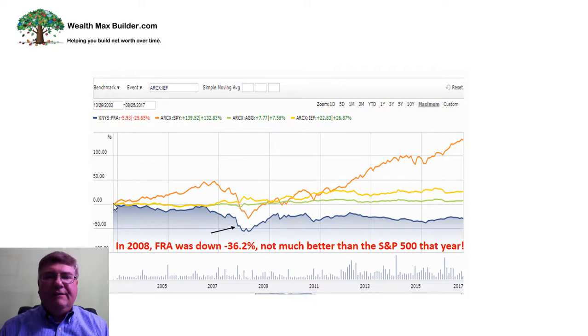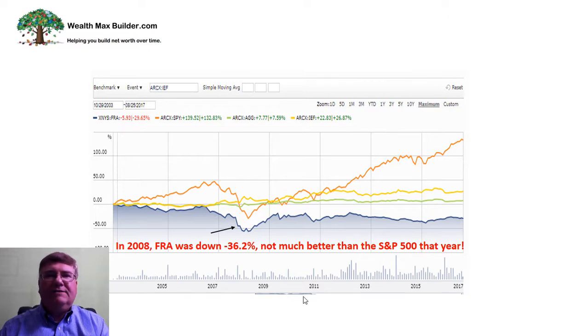And as you can see from this chart, over a very long period of time, not only did FRA not protect you at all in the bear market of 2008, but over the very long haul, it seems to have gone nowhere. If you compare it to the performance of the aggregate Barclays bond benchmark index in green, let alone the stock market itself, FRA is a terrible investment.